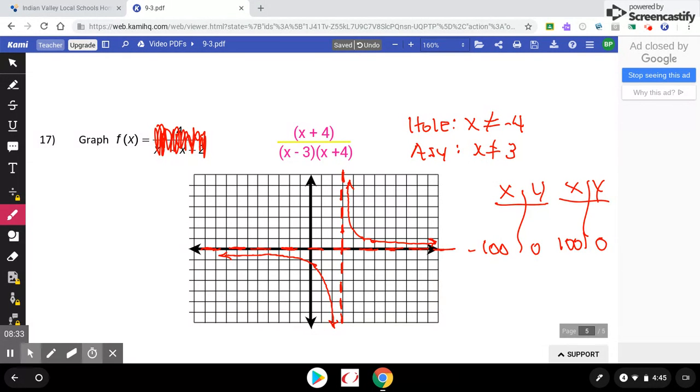But the reason I'm bothering to do this is to show you it is possible to have the loop-de-loops. It is possible just to have a straight line, but it's also possible to have the loop-de-loops and a hole in the graph. So this is what we did on that last graph, and this is what you would have to do on this one.